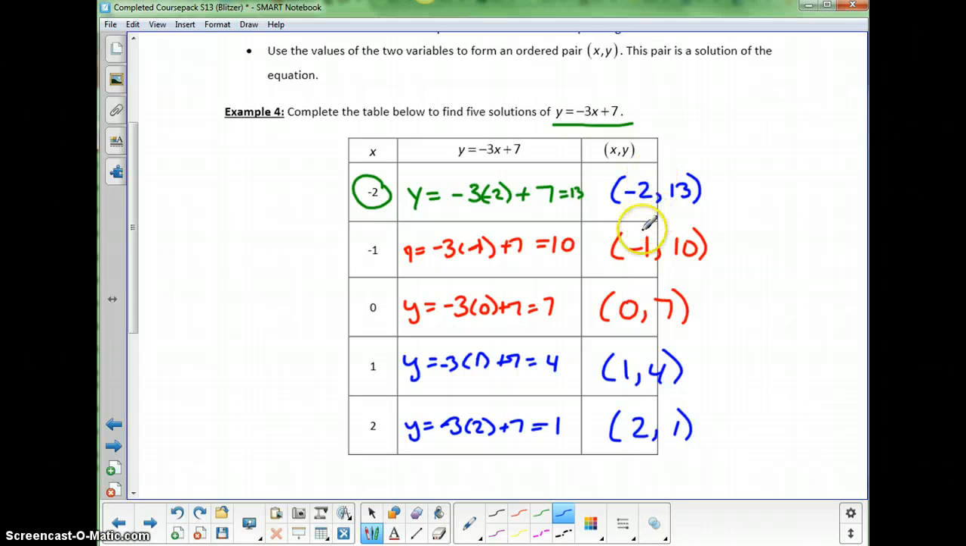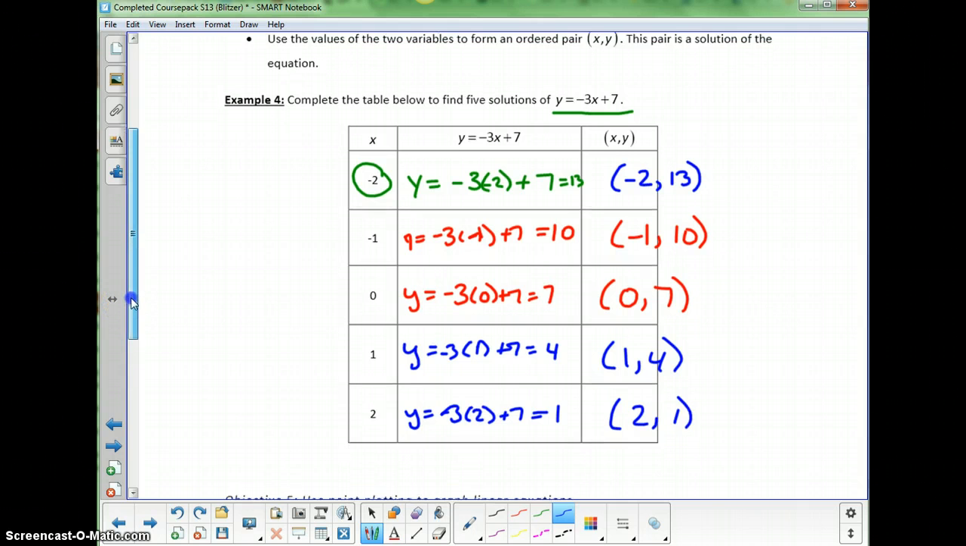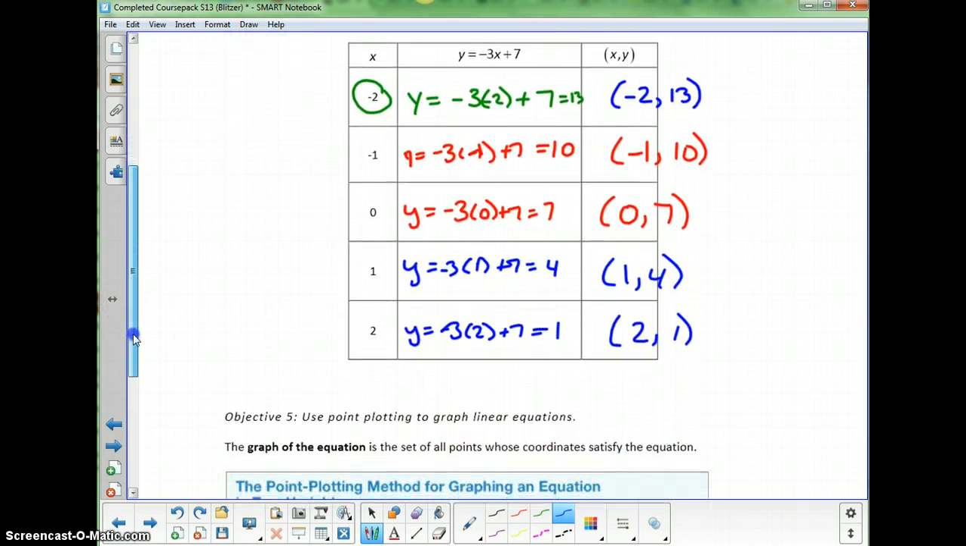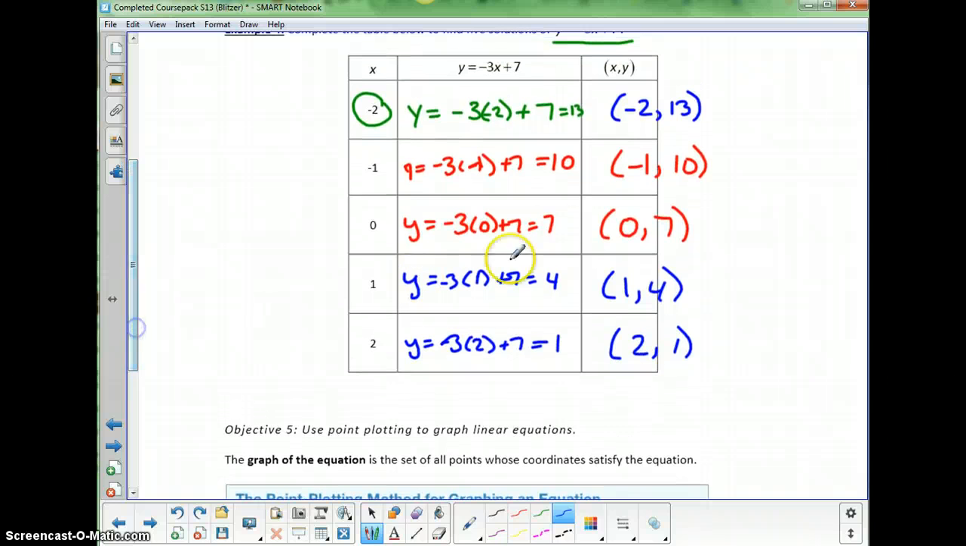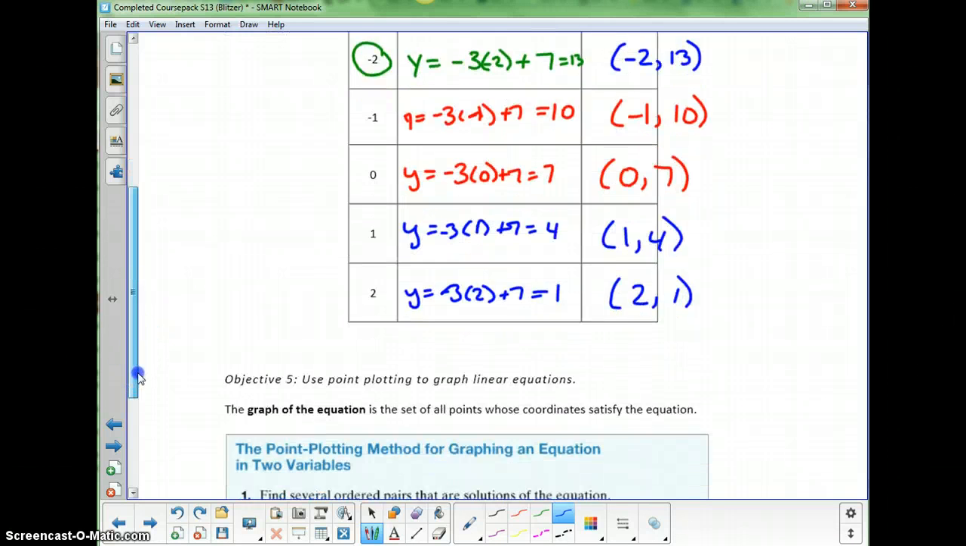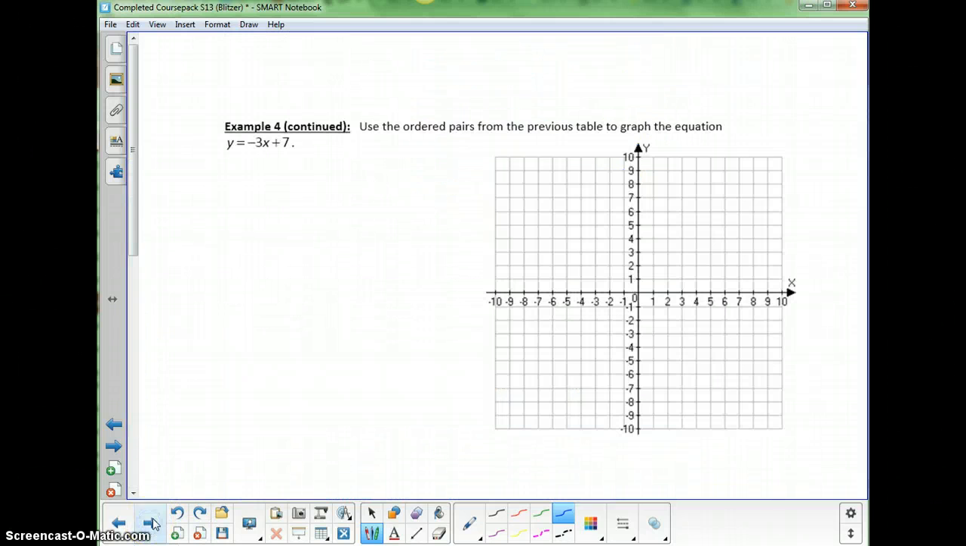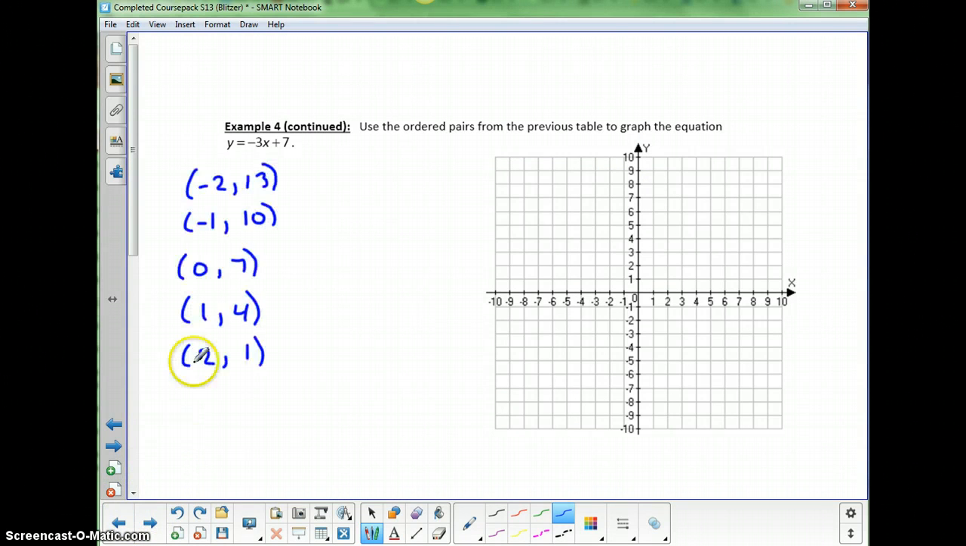As you can see, I could just keep picking different x values. I could do 3, 4, 5, or negative 3, negative 2, or 1/2. I could pick any number for x, and I would be able to get a new ordered pair where the x and y values make this work for this equation. So what we want to do next is use this information to graph the equation. On the next page we're looking at the same equation, so let me copy those ordered pairs down. I just copied them down.